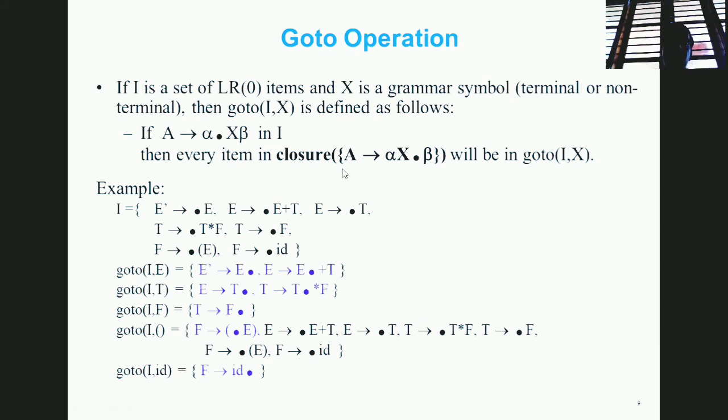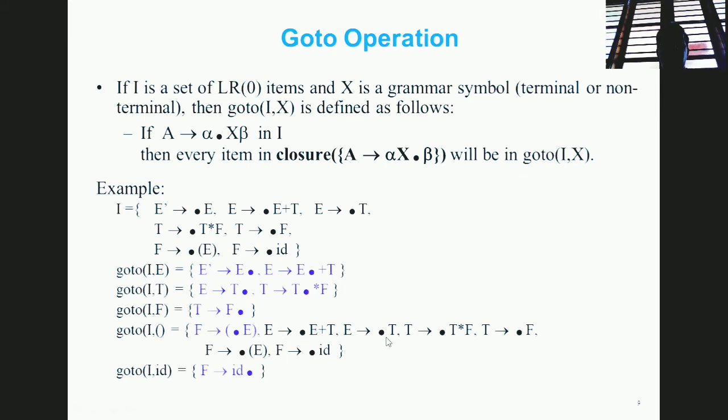So what I'm supposed to do is find the closure of this. So what is the closure of this? That is the closure of dot E. Then I'm supposed to add all the productions which have E on the left-hand side. That is E tends to dot E plus T, which is the original production given.